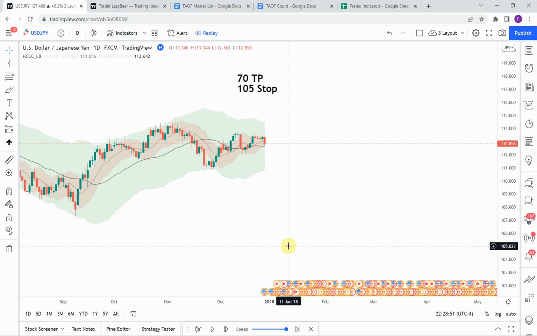Today we will be testing the Hurst cycle channel clone indicator.